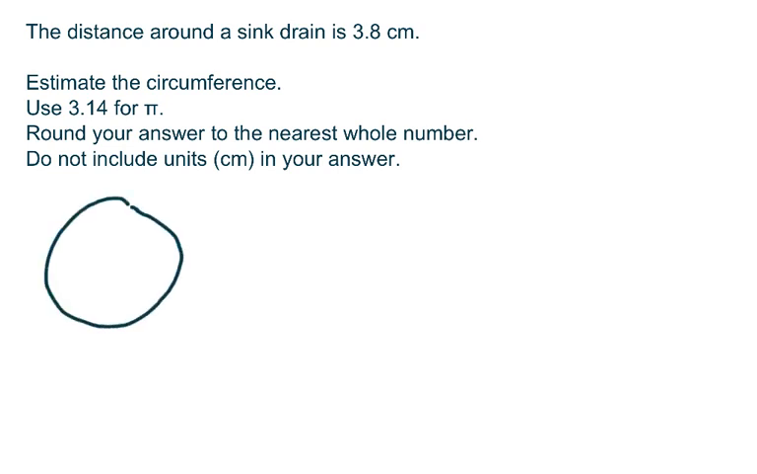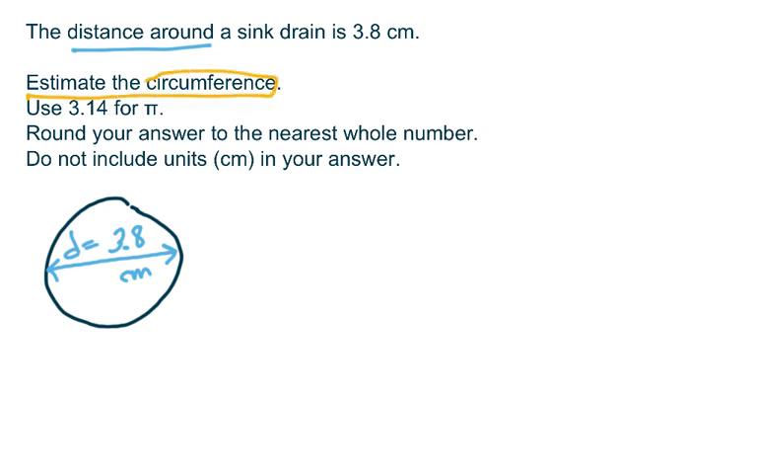So a sink drain is round, and it says that we're going to look at the distance across. As soon as I start thinking about distance across a round object, I know that I'm talking about the diameter. And the diameter here is 3.8 centimeters. Knowing that I have the diameter is going to help me when I'm working to estimate the circumference.